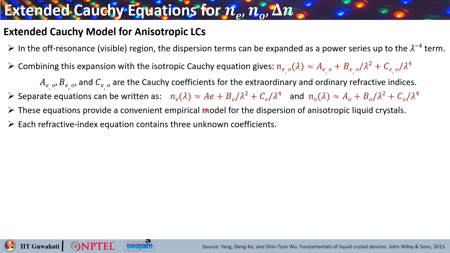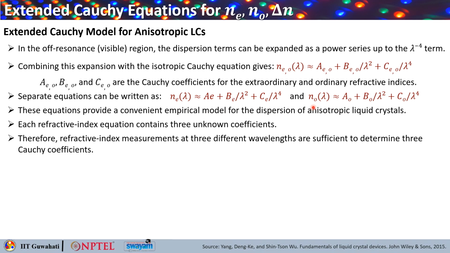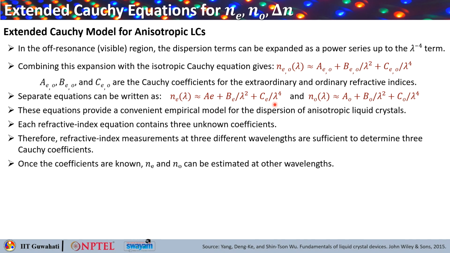So, as you can see here, in each of these refractive index equations there are 3 unknown coefficients. So, your refractive index measurements at 3 different wavelengths will be sufficient to determine these 3 Cauchy coefficients.